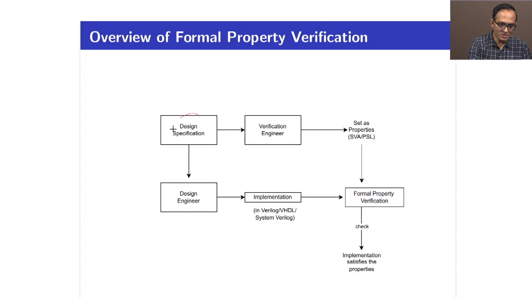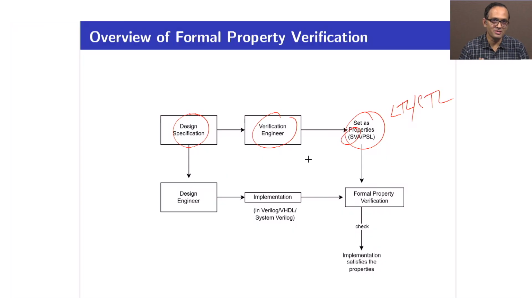You have the design specification, and from there the verification engineer will write the properties. These can be written in LTL, CTL, or maybe in SVA or PSL, system verilog assertions, in some specific language. And the design engineer will read the same specification, interpret it in his own way, and implement it. It is in RTL. Let us say this is the RTL design, which is in verilog, VHDL or system verilog. So, you will get these two things.